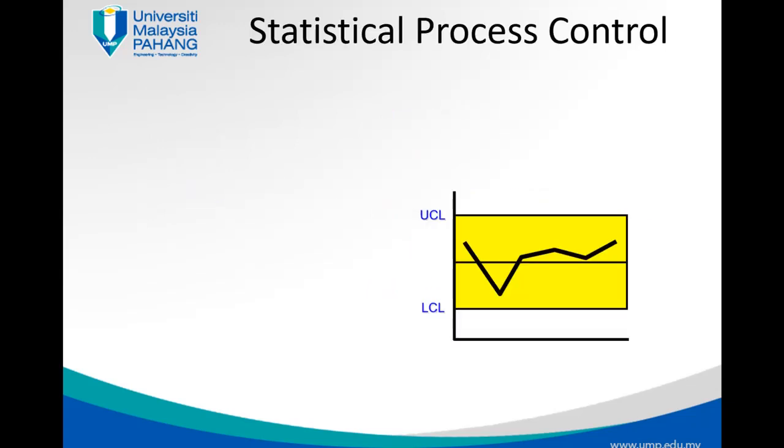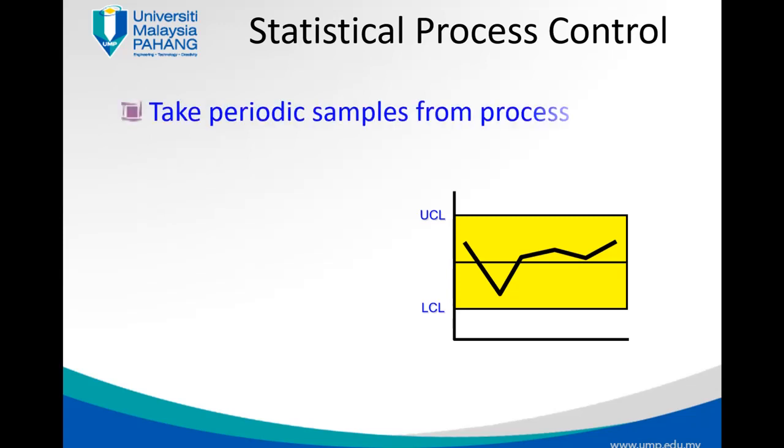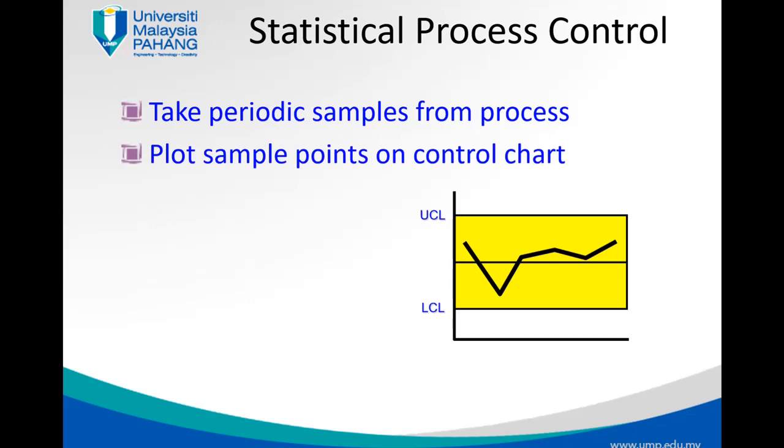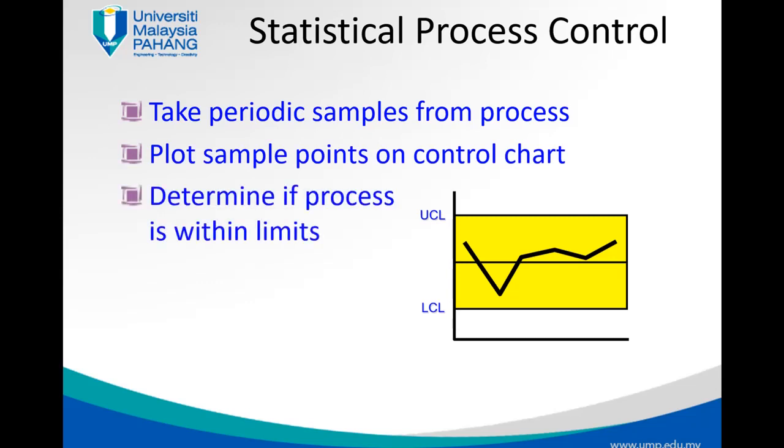First one is statistical process control. We take periodic samples from the process and then plot the sample points on a control chart, to determine if the process is within limit and prevent quality problems. Basically, SPC is a method to monitor a process. We want to monitor whether the process is within control or out of control.